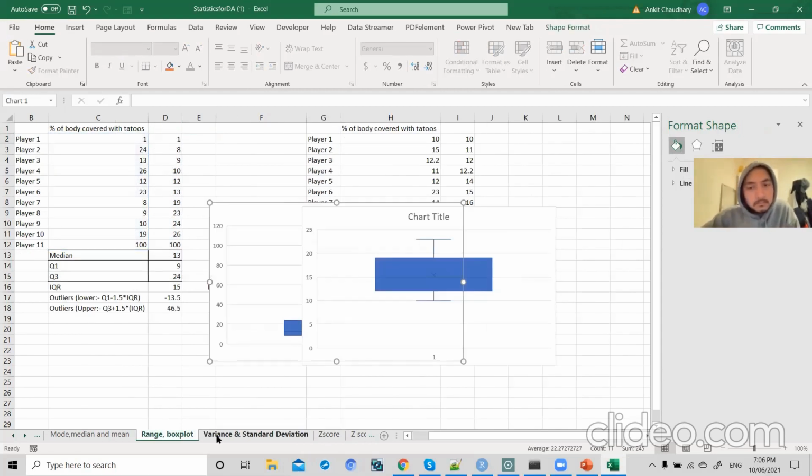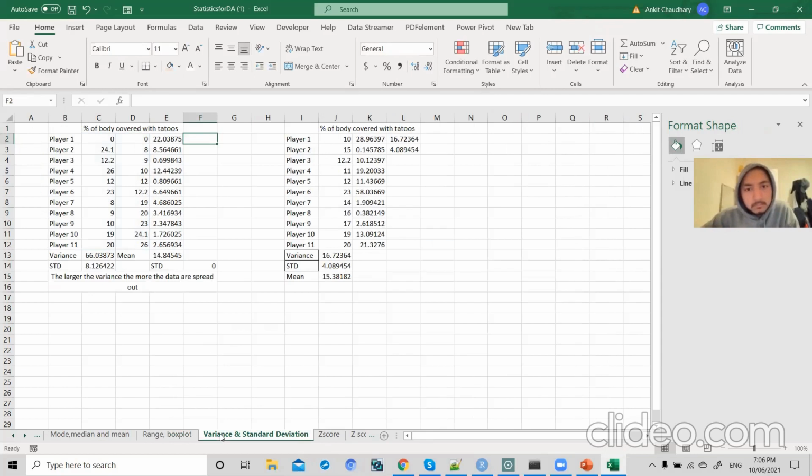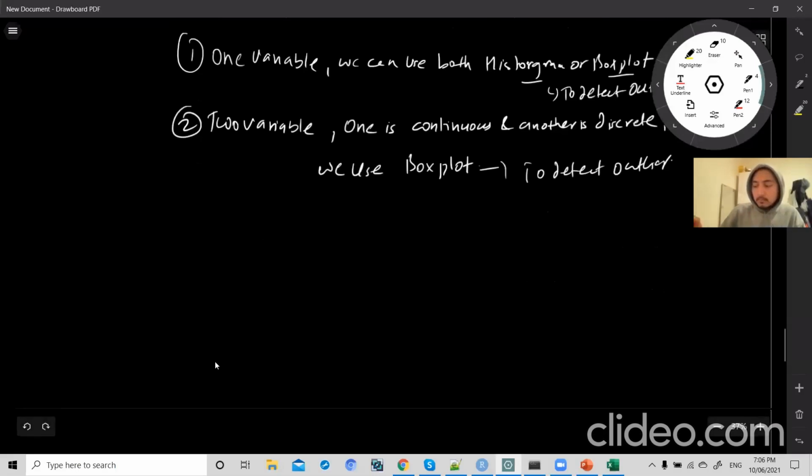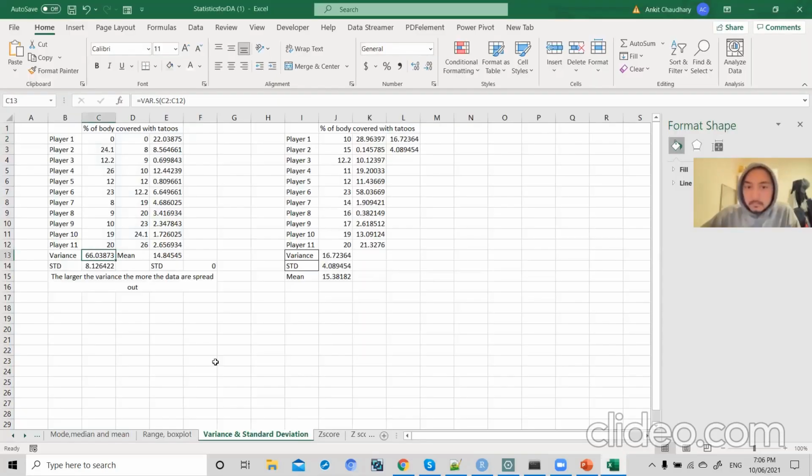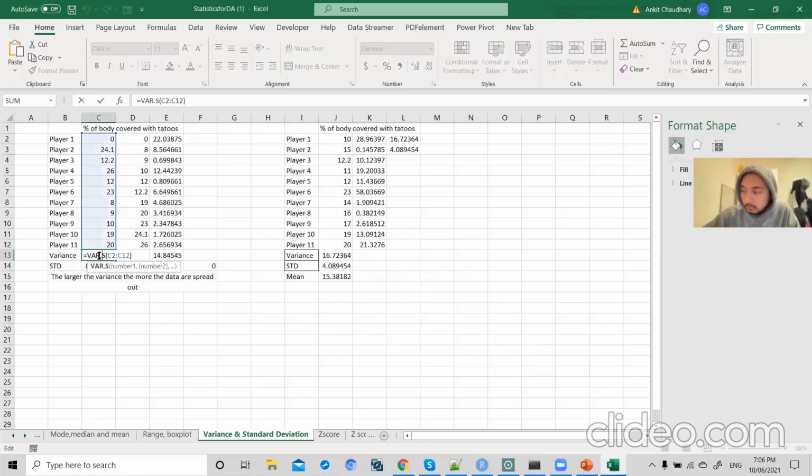Now we want to know how much variance there is in the data. So we can calculate variance. The formula for variance is S squared equals the sum of (x minus mu) squared divided by n minus 1. And the standard deviation is simply the square root of that. To calculate it, we can simply use VAR.S in Excel. For standard deviation, we can use STDEV.S. Even we can calculate using x minus mu.